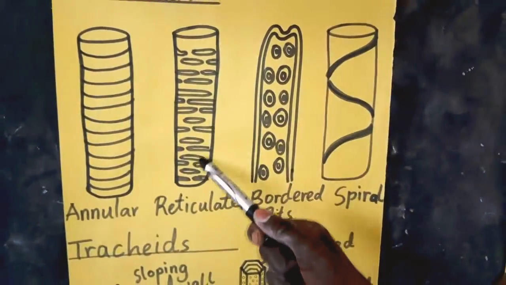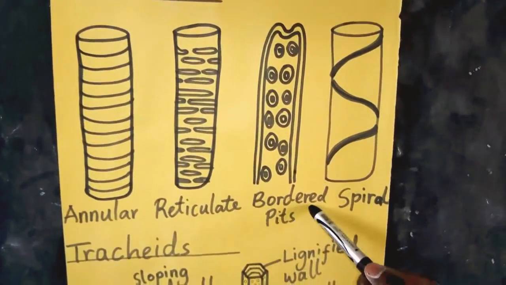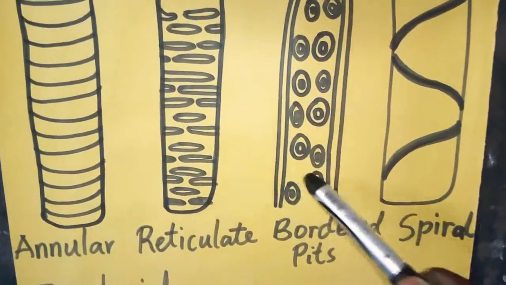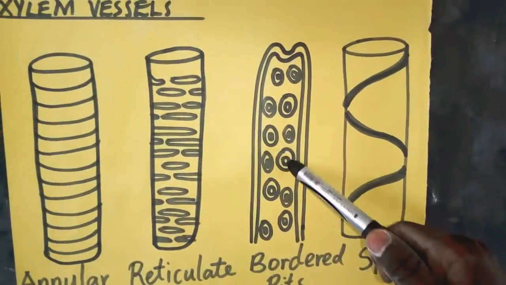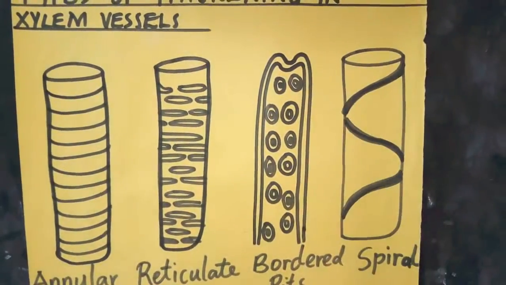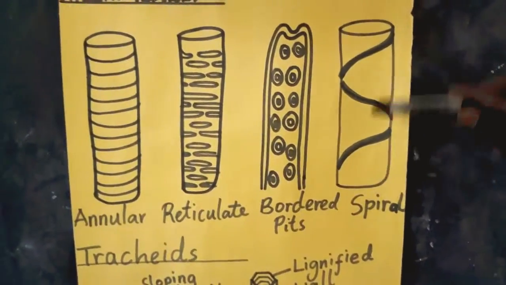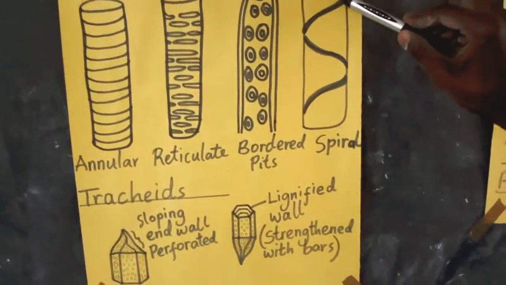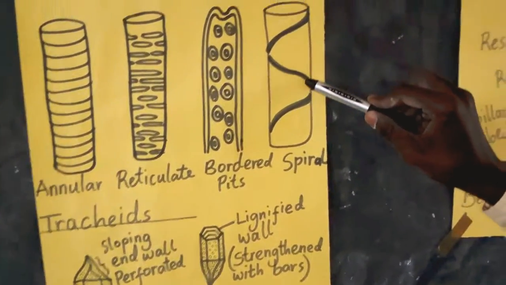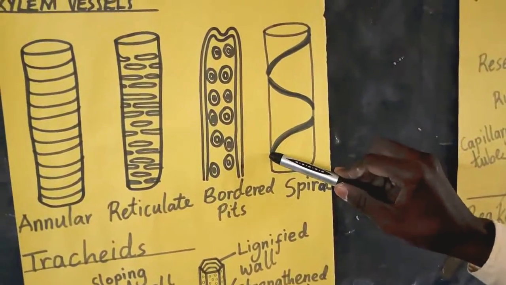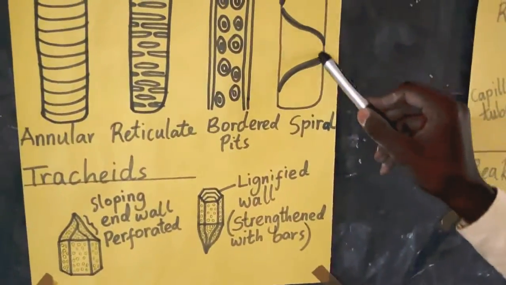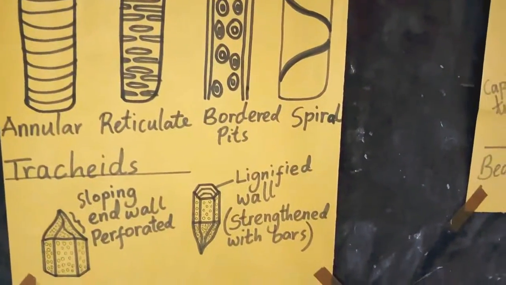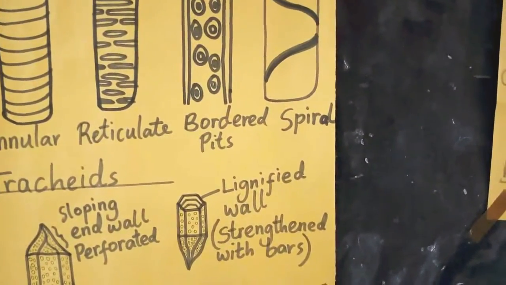You can see how the structure looks like, and the bordered pits, we have some small amounts of lignin which are found on different parts of it. And lastly, we have spiral thickening. Spiral thickening is whereby the lignin is found on the walls of the xylem vessel in a kind of shape which is referred to as spiral shape.